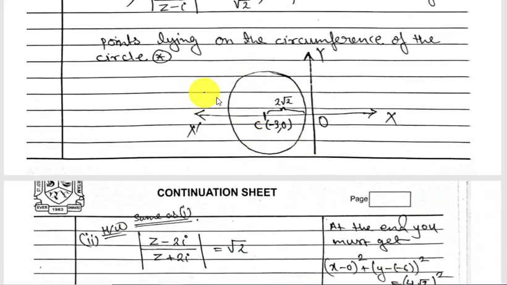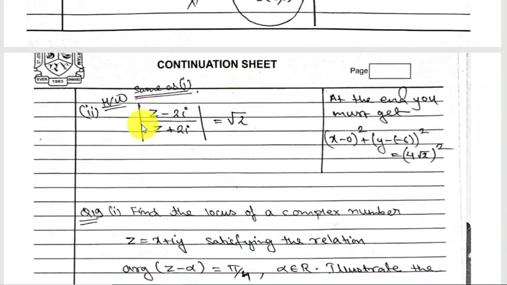So this is how we do this type of questions. Now number 2 is left as homework for you. You have to do the same as 1. At the end you must get this. So when you solve you will get this. That means for this equation, all those points lying on the circumference of a circle whose center is 0 comma minus 6 and radius is 4 root 2 will satisfy this. So all points on the circumference of this circle will satisfy this equation.